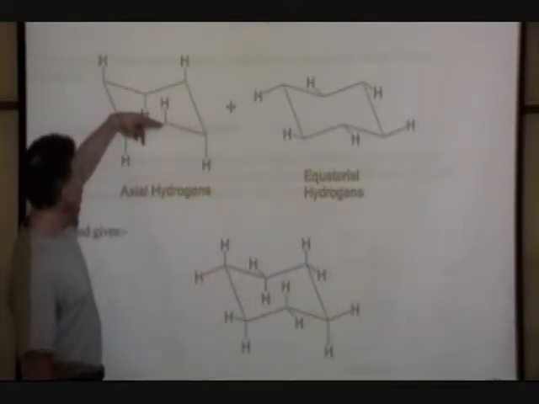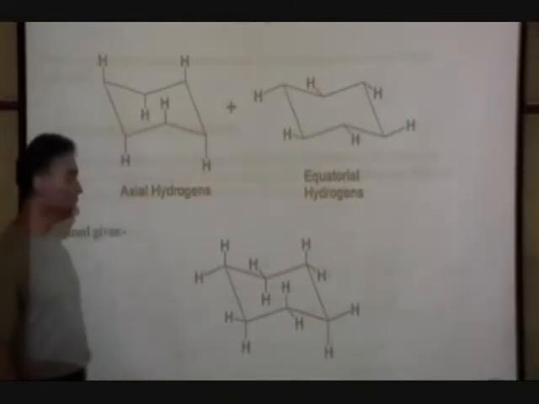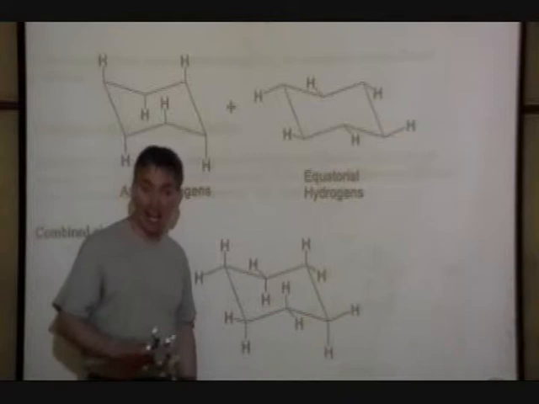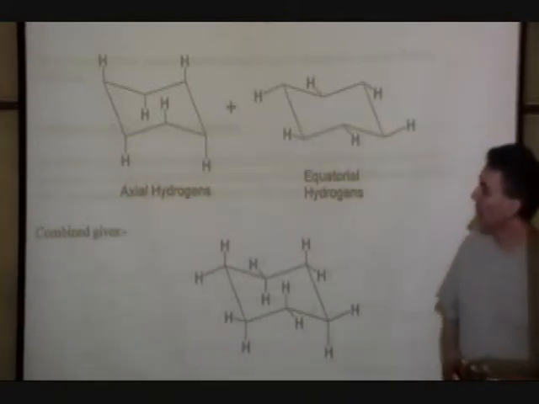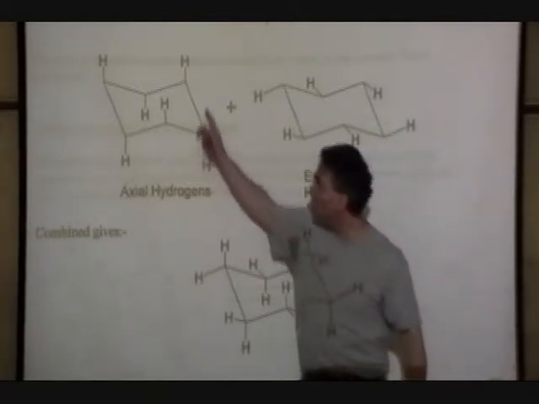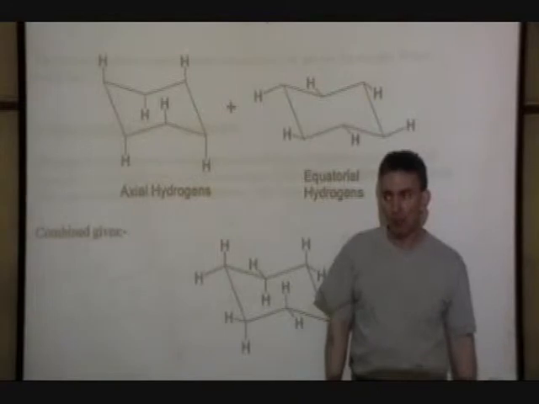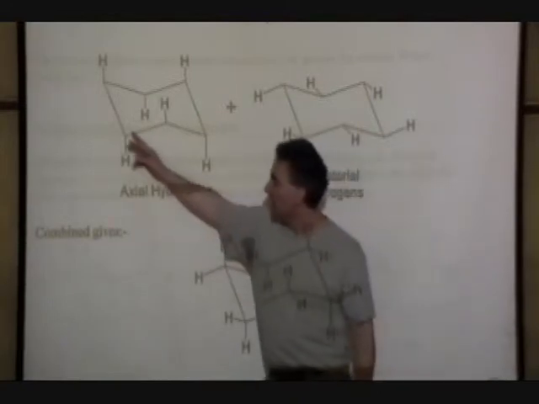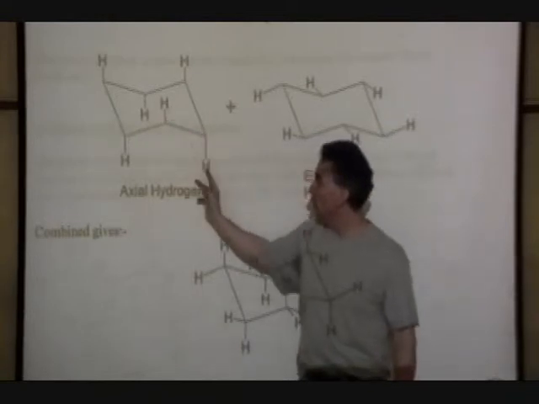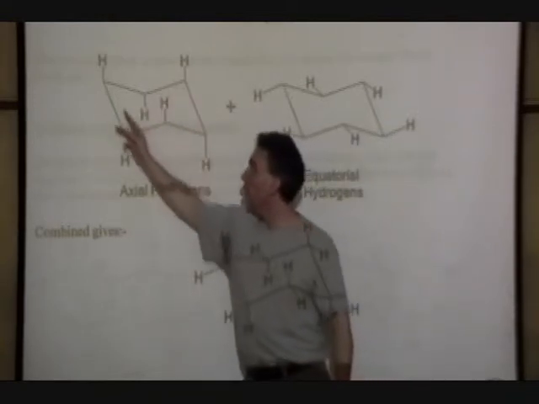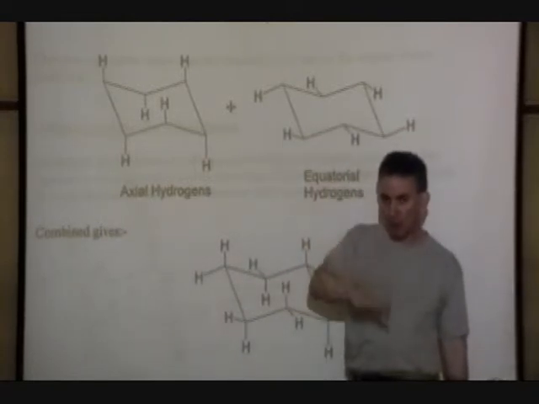For any carbon to hydrogen bond which is pointing straight up or straight down, we call those hydrogens axial hydrogens. And every single carbon has one example of an axial hydrogen. But the axial hydrogens flip back and forth from being above the plane to being below the plane. Above, below, above. So they're switching back and forth.